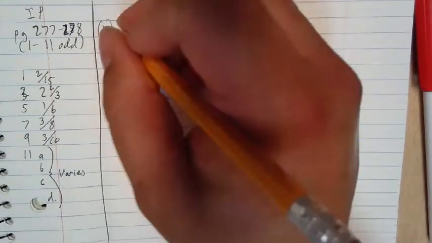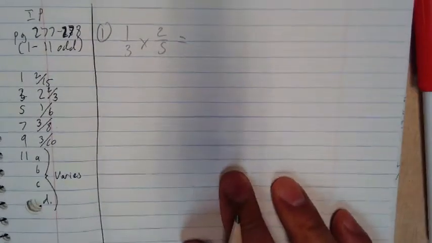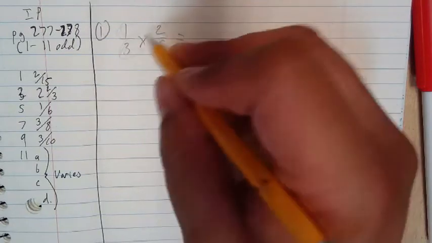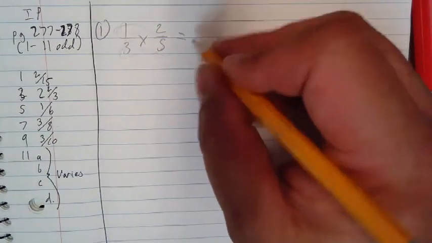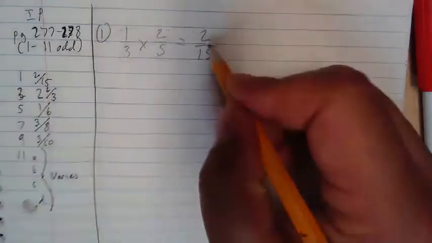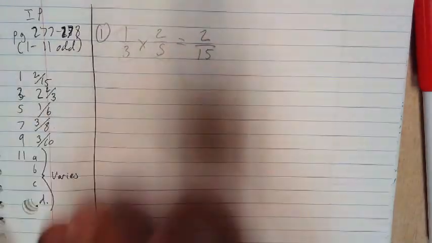Number 1, 1/3 times 2/5. The directions, by the way, say multiply, write in simplest form. Do not forget to simplify. Okay, I'm going to do a little cross check. Can I simplify? No, I can't. So numerator times numerator, denominator times denominator. I have an even number and an odd number, and 2's prime, so I can't simplify this. It's done. Number 1 is 2/15, that's it.